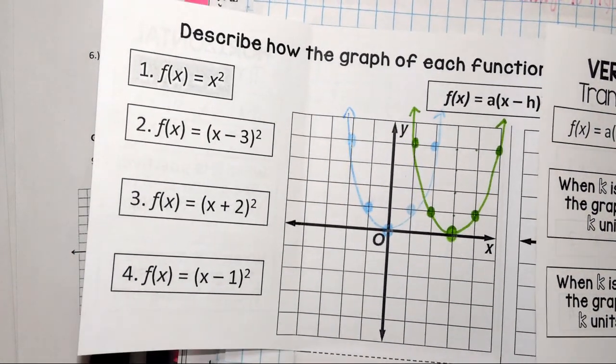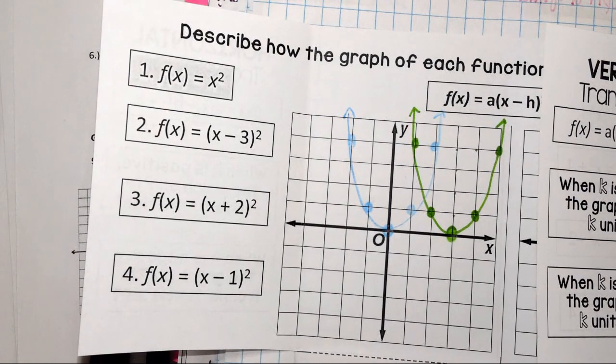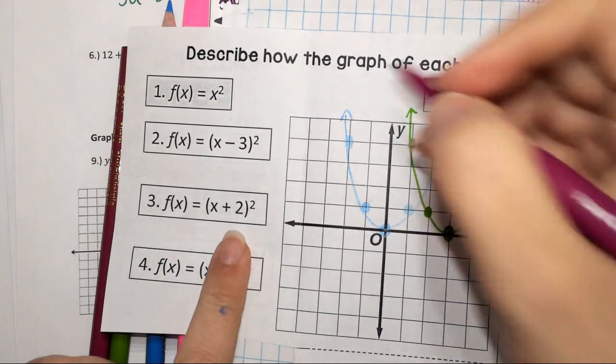Alright, let's graph x plus 2 quantity squared. How is that one going to move? What is my h this time? It's going to move to the left. Left how many units? 2. And how do we know to move it to the left? Because it's a plus 2, so you take the opposite and you go left 2.